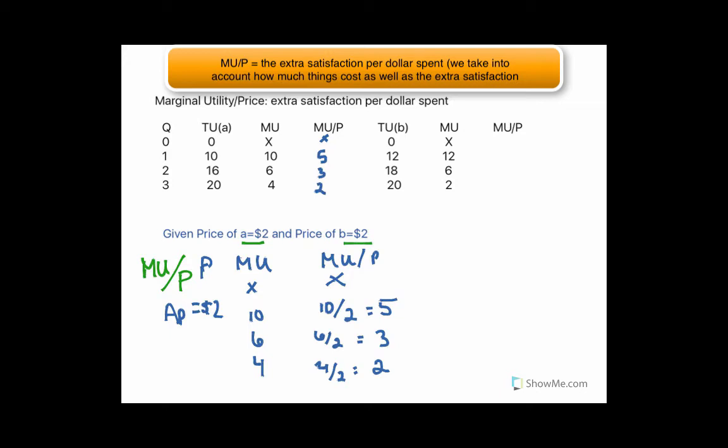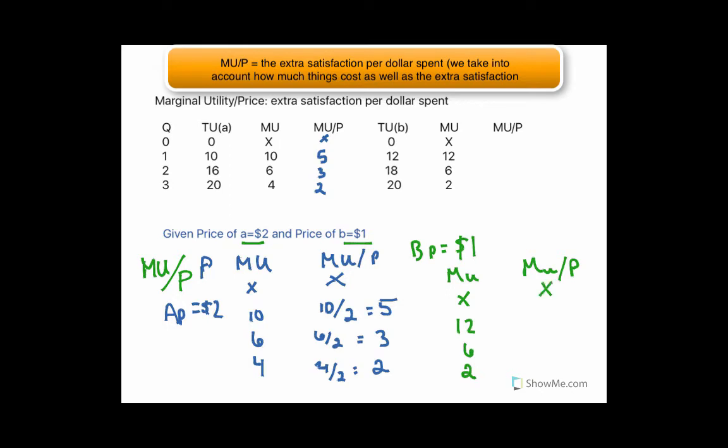Now let's do it for B. For B, the price is 1. So the price of B equals 1. So again, let's do the math. We have our chart. So this one's even easier because we're just going to be dividing by 1.